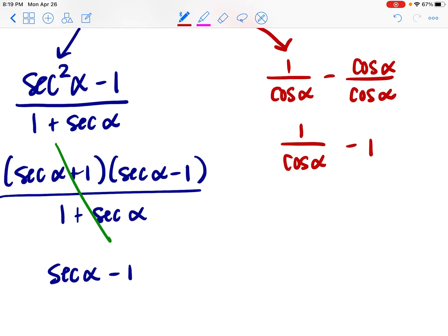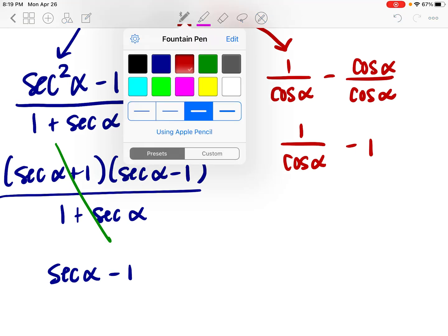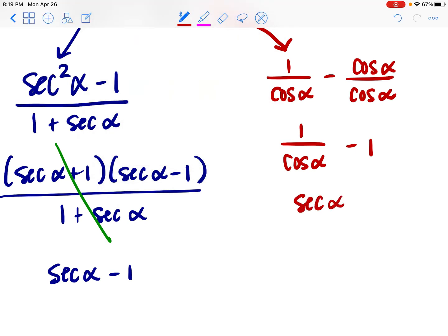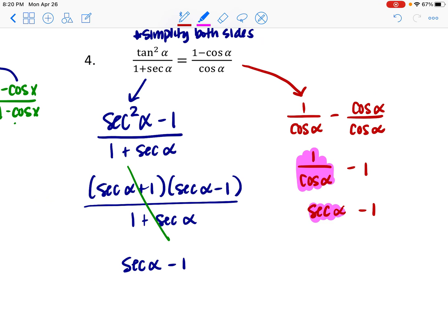Well, now I can make a substitution. 1 over cosine is precisely the secant. So this becomes the secant of alpha minus 1. So in everything I did here, I made this substitution, and tangent squared became secant squared x minus 1. So two substitutions, one on one side, one on the other side. Most of this work is algebra work. It's just weird to look at because we're doing the algebra with trig. Okay, but there it is. I simplified one side down to secant alpha minus 1. I simplified the other side down to the same thing. So that's verified that these two are equal.